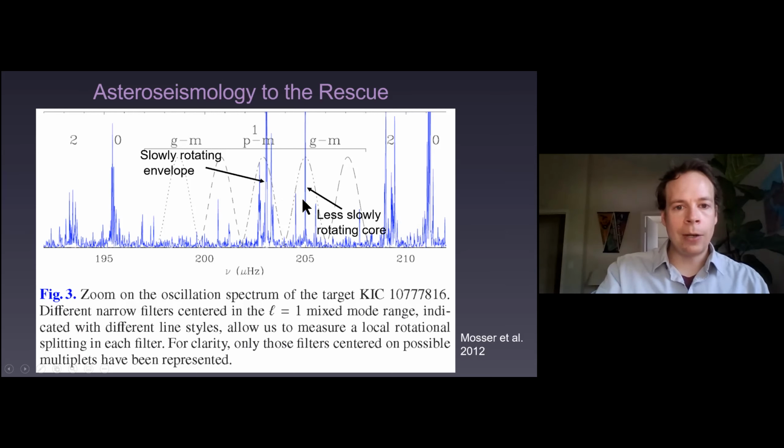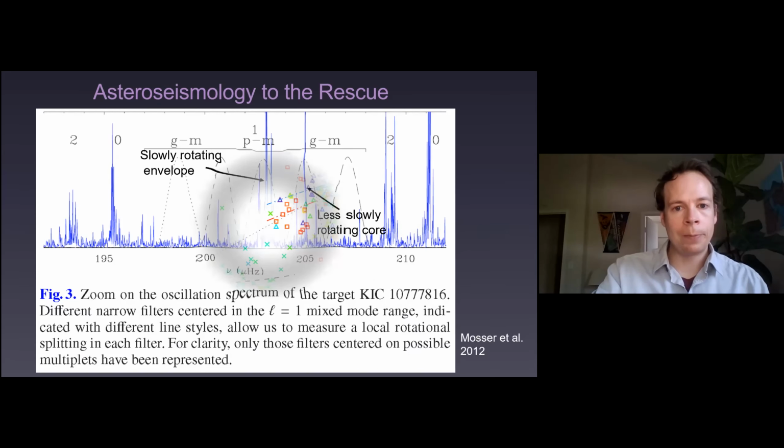And this mode, it turns out, is largely confined to the inner layers of the star. So the fact that it's rotationally split by a larger amount means that the inner layers of this star are actually rotating faster than the outer layers. So we can measure the rotation rates of the cores of these stars using these gravity waves.